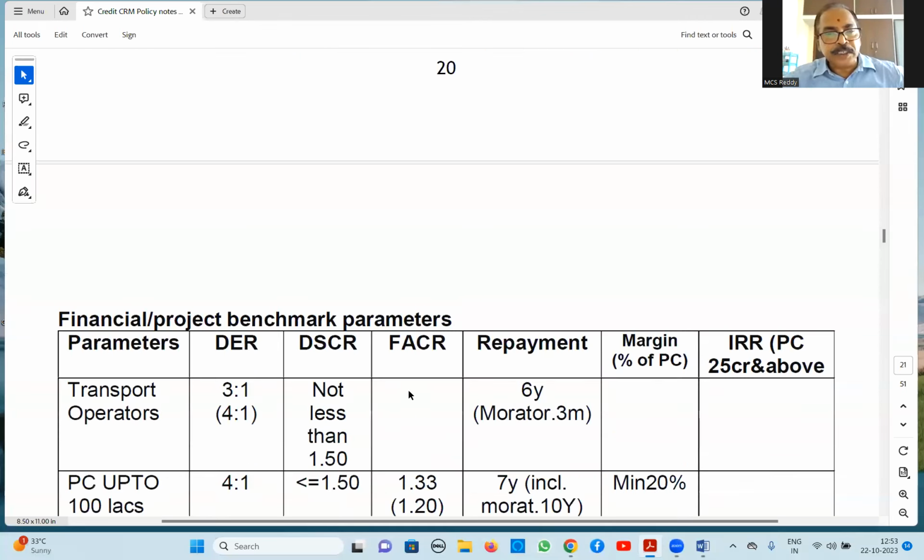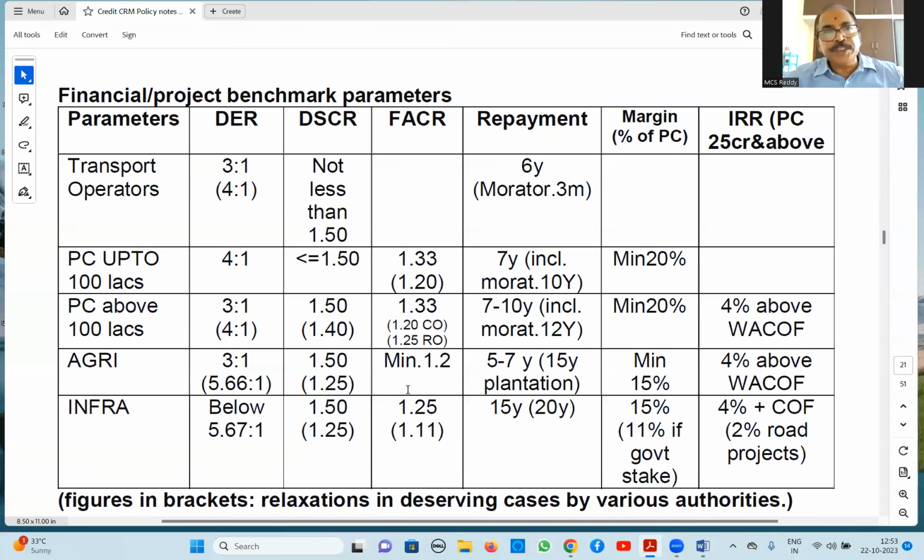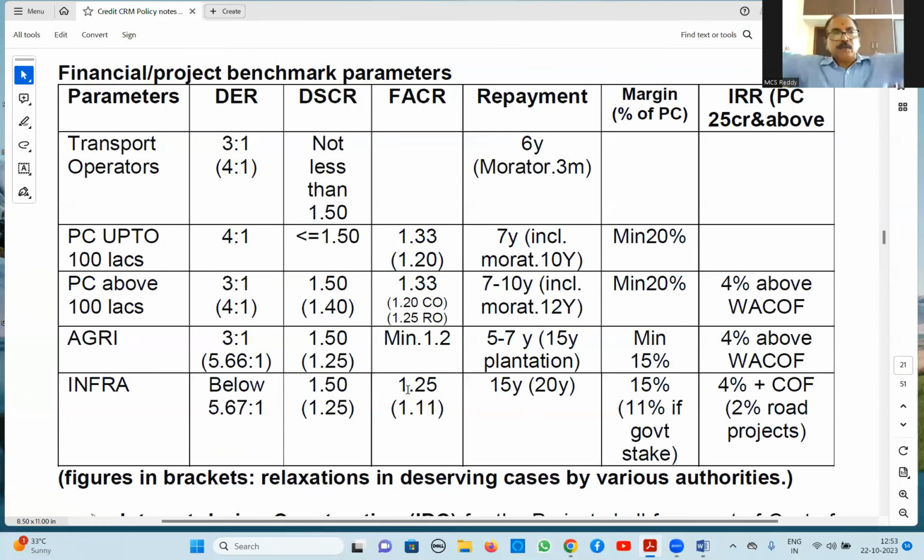This is project appraisal. Now these benchmark ratios, here what is important, mostly in exams they are asking either debt equity ratio or debt service coverage ratio or FACR, and very rarely this one actually. Prepayment also rarely comes. These three ratios very frequently in exam they are asking.